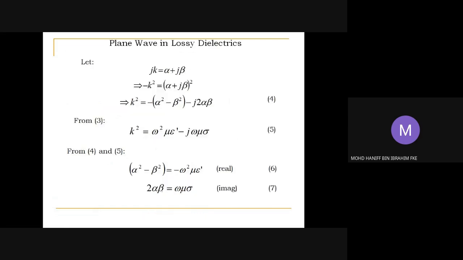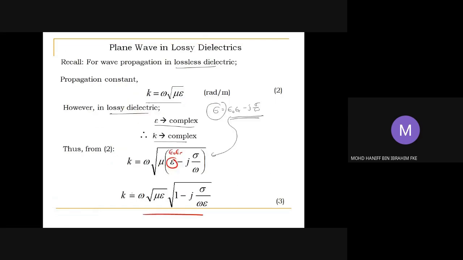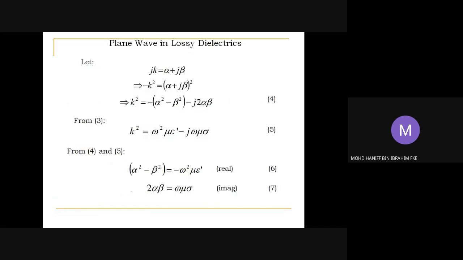From here, we are going to formulate the k. What I did here is assume that the k term is written in terms of alpha and beta. The k, which is a complex number, is written in terms of alpha and beta, and our task now is to find out what alpha is and what beta is. This is the mathematical derivation for alpha and beta.